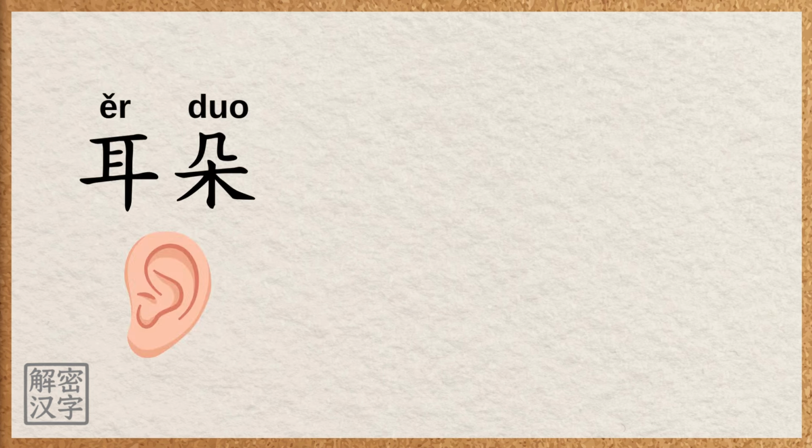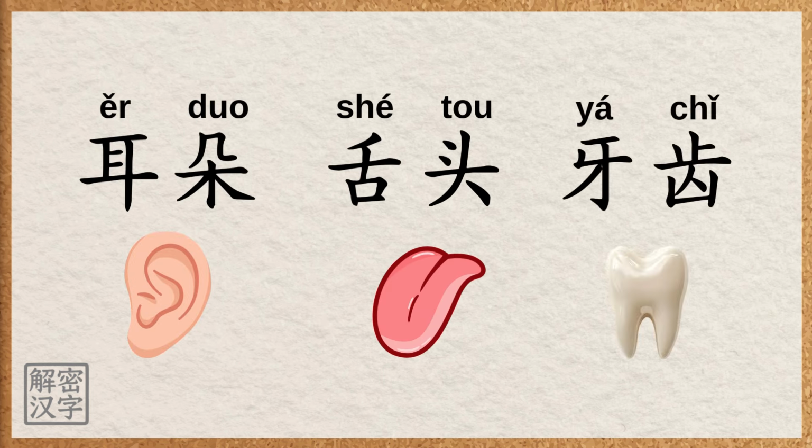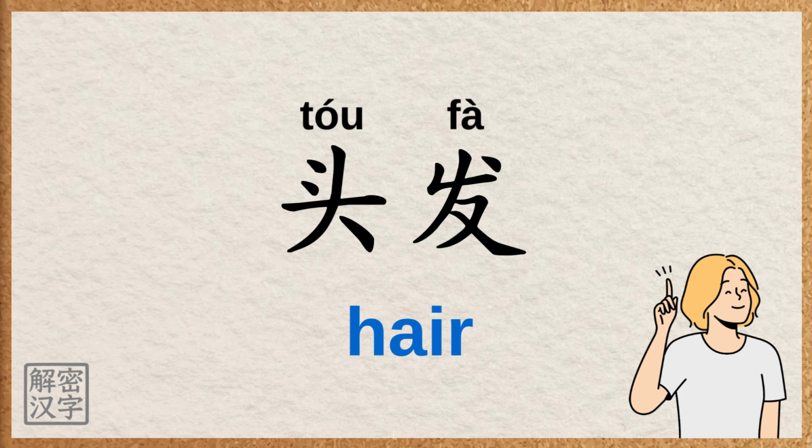Just like 耳朵, 舌头, and 牙齿. In everyday modern Chinese, we rarely use fa by itself to mean hair. Most of the time, people say 头发 instead.